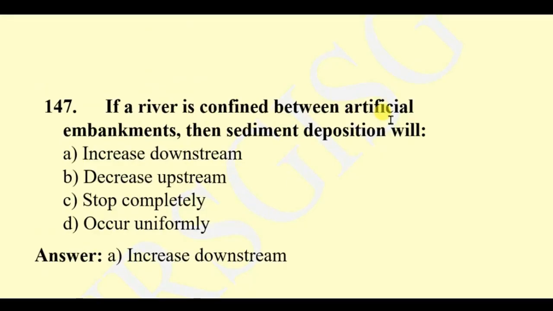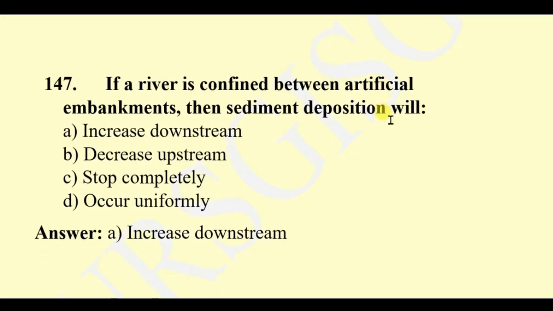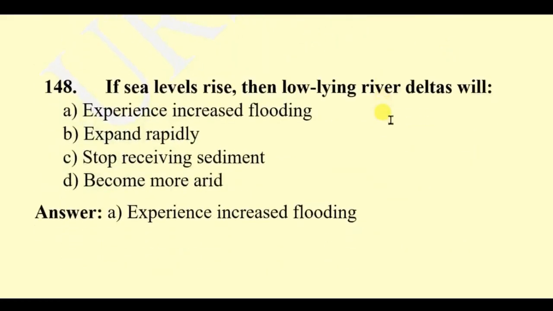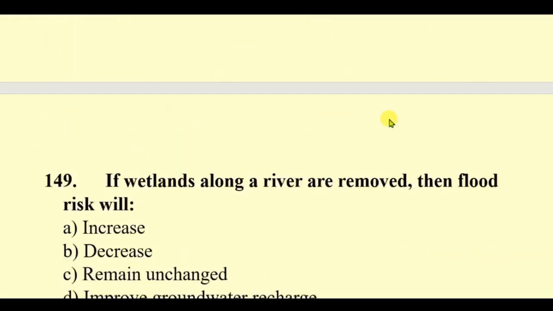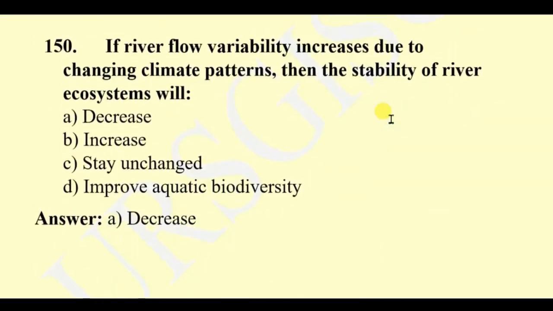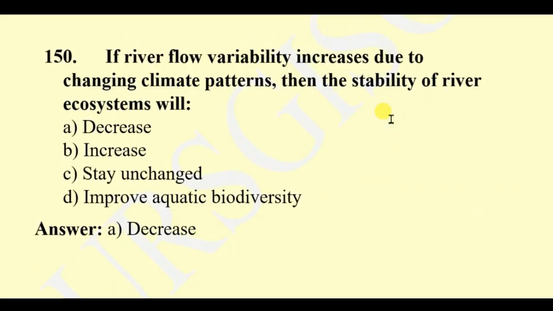Question 147. If a river is confined between artificial embankments, then sediment deposition will increase downstream. Question 148. If sea levels rise, then low-lying river deltas will experience increased flooding. If wetlands along a river are removed, then flood risk will increase. If river flow variability increases due to changing climatic pattern, then the stability of the ecosystem will decrease.